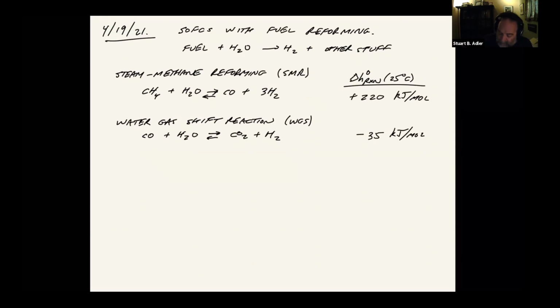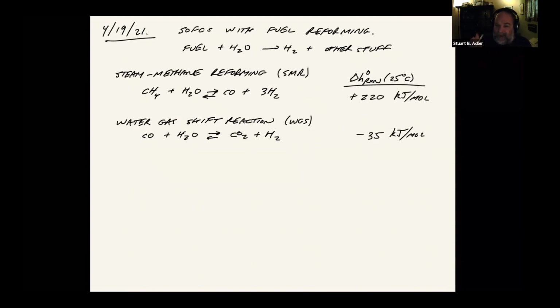If we're using up the hydrogen, then we're constantly going to be getting our CH4, converting it to CO, converting the CO to hydrogen, consuming the hydrogen. So we've got this driving force to constantly be taking our fuel and reforming it. So these are both good reactions in a sense.